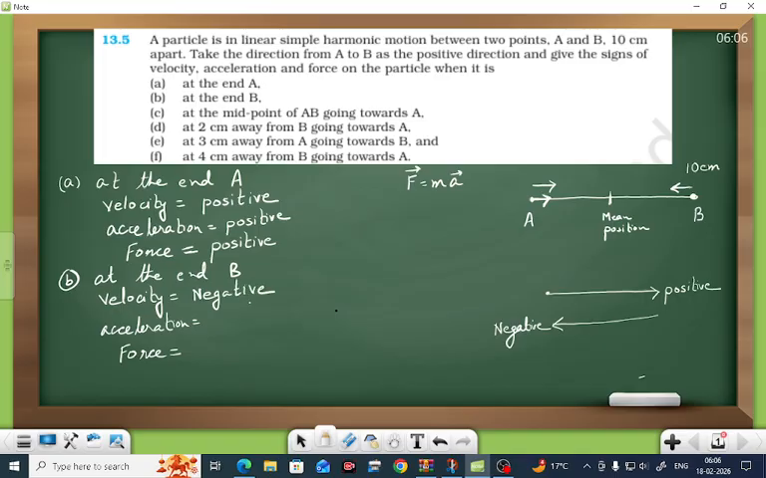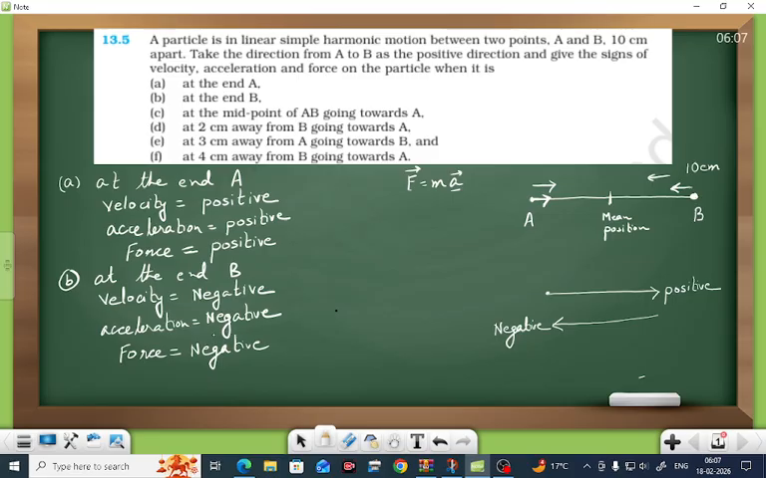And let us take out the force. I already told you the force always tries to move the object towards the mean position. So the force will be in this direction, right? The force is also negative, so we are writing here force as negative. And the third one is acceleration. I already told you the direction of force is the same as the direction of acceleration, so the acceleration will also be negative. So we are getting it in this way for point A and point B.